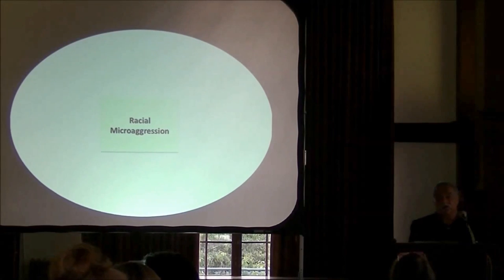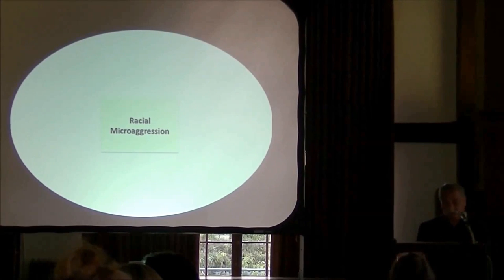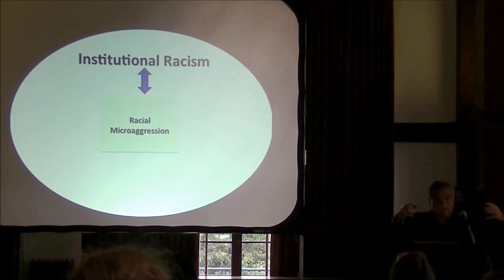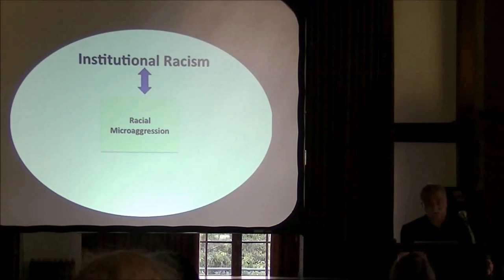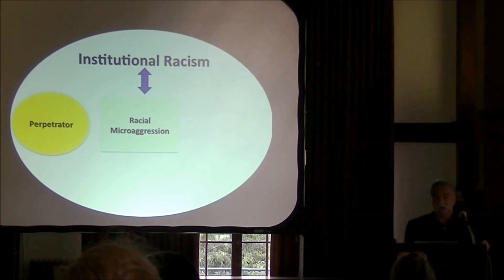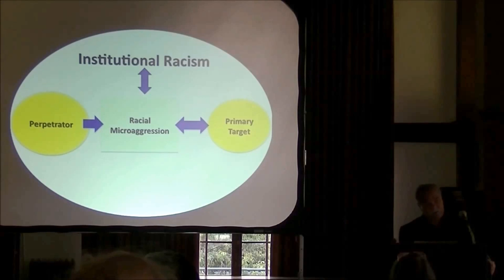So here's a model that we're using to try to understand everyday racism in the form of racial microaggression. So here's the racial microaggression. And it takes place within this space of institutional racism, wherever we find those spaces, UCLA, Mills, Berkeley, the mall down the street. We find these everyday occurrences in multiple spaces, as you'll see in a second. And you have a perpetrator, someone who's the assaulter, and you have a primary target, someone who's on the receiving end of the racial microaggression.